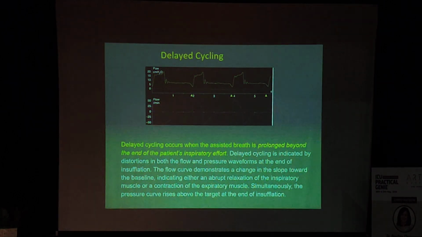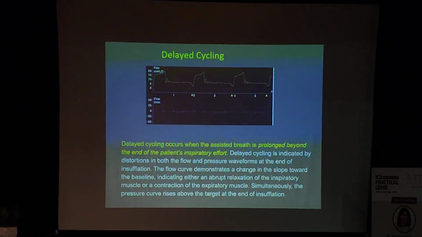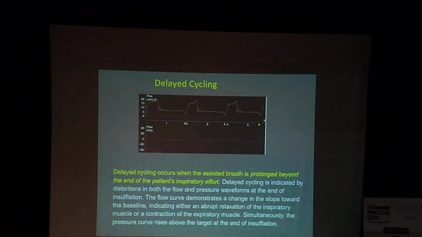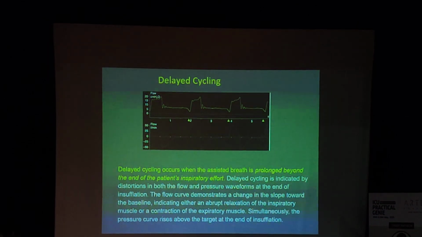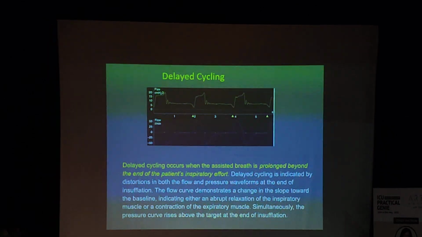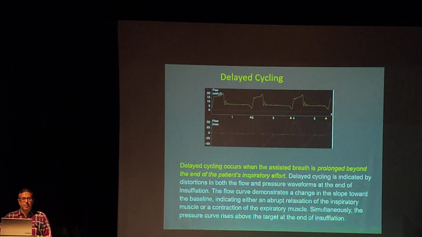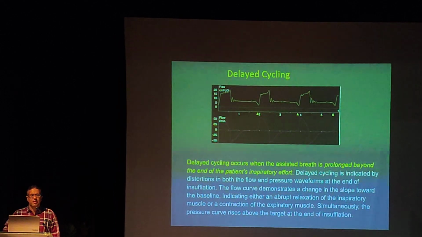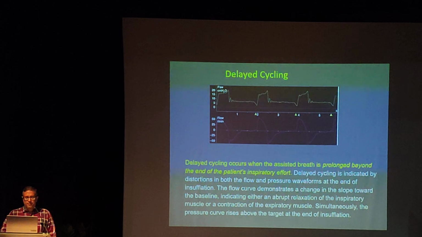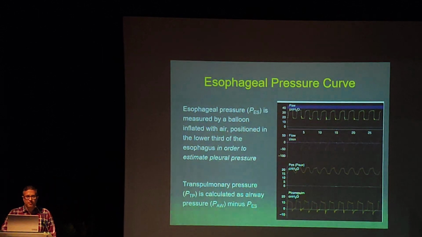Then what happens in delayed cycling? When the assisted breath is prolonged beyond the end of the patient's inspiratory effort. Delayed cycling is indicated by distortion in both flow and the pressure waveforms at the end of insufflation. The flow curve demonstrates a change in the slope towards the baseline, indicating either an abrupt relaxation or a contraction of expiratory muscles. I will be showing a real graph in this to make it much more easier. This is how to distinguish the previous three.